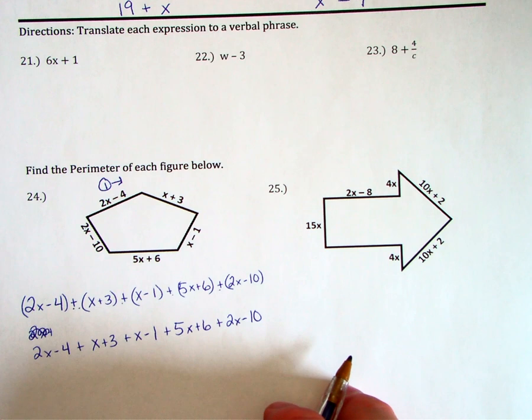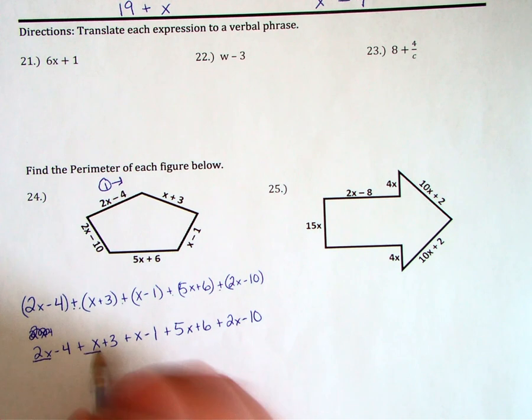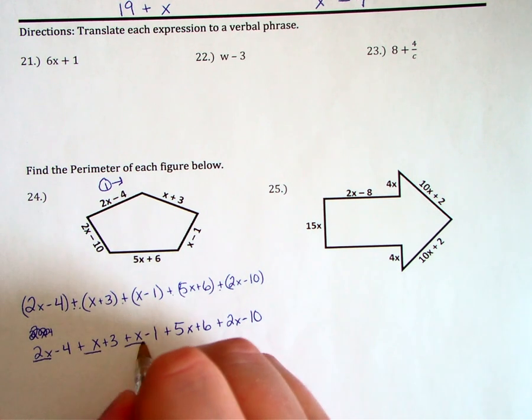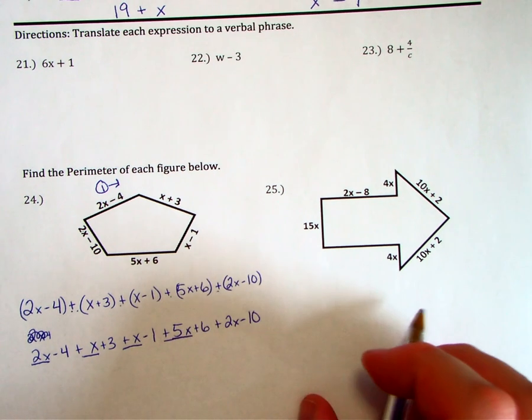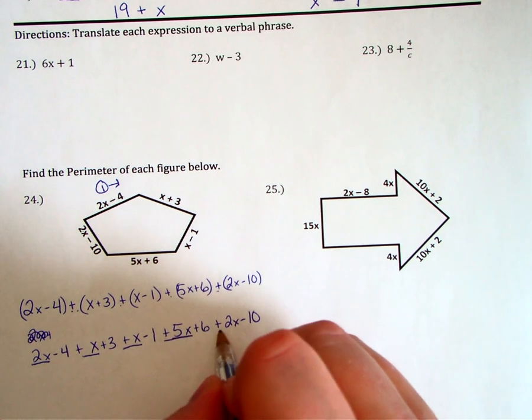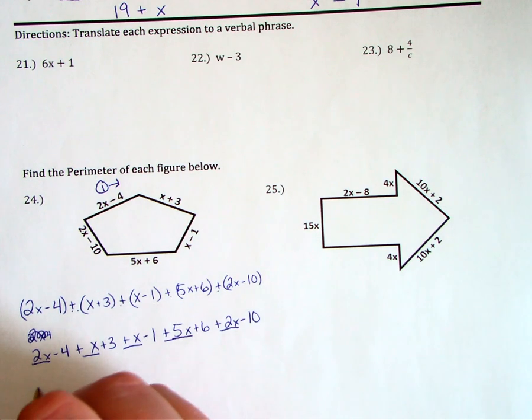And just as we've done earlier in the study guide, we can start to combine like terms. So 2x plus x is 3x, plus x is 4x, plus 5x is 9x, plus 2x is 11x.